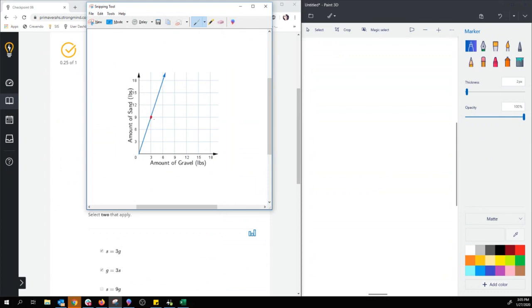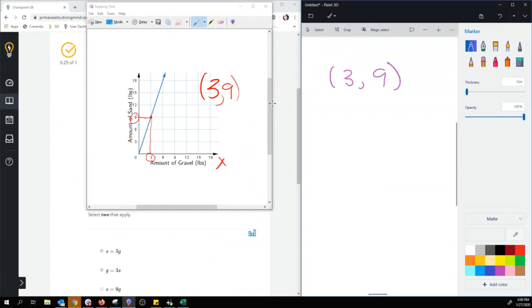That's what we want. So if I follow this point all the way down, it tells me that my x coordinate is 3. And if I follow this point all the way to my y-axis, it tells me that the point is 9. Okay, so I have 3, 9.